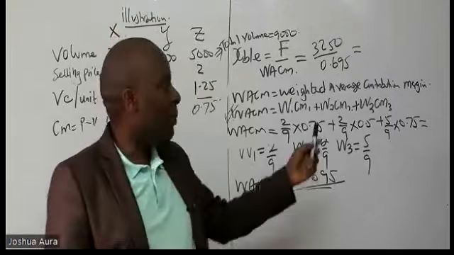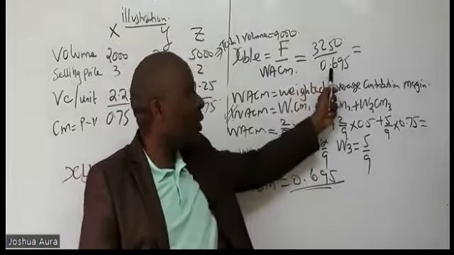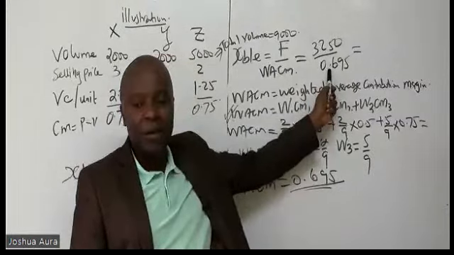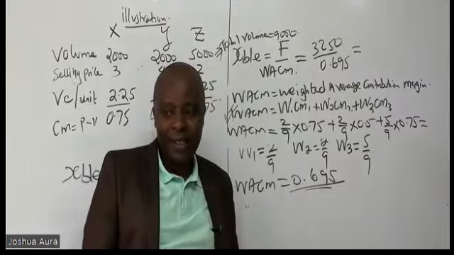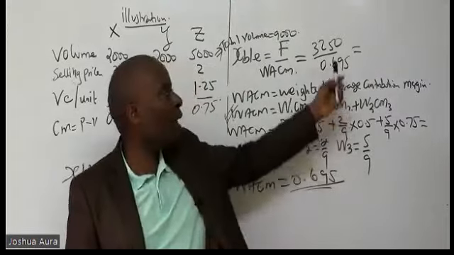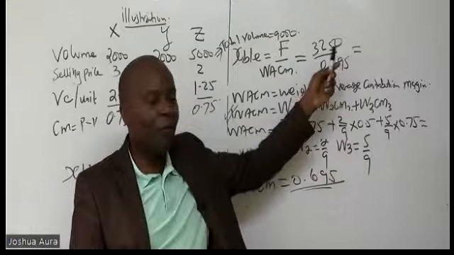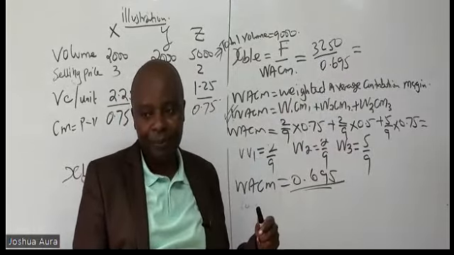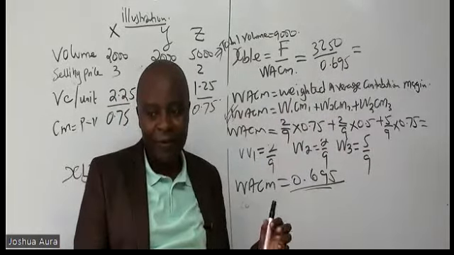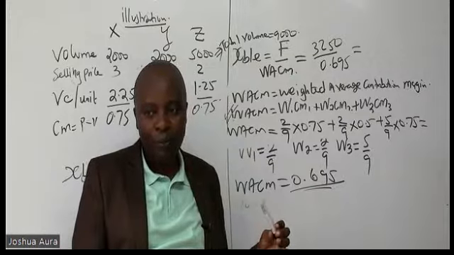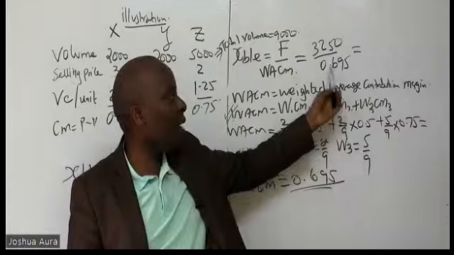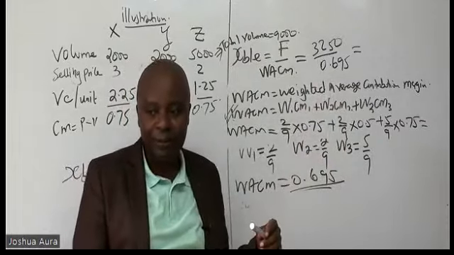Let's first of all agree about this figure. Were you getting this exact figure, 0.695? Yes. So when you take 3250 divided by this, what figure are we getting here? Somebody is saying 694, I don't know. The students who are using this 0.695, when you divide, what figure are we getting?